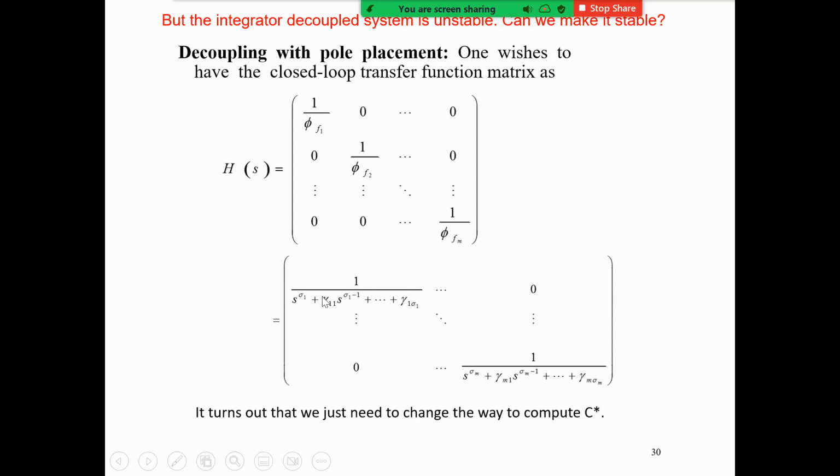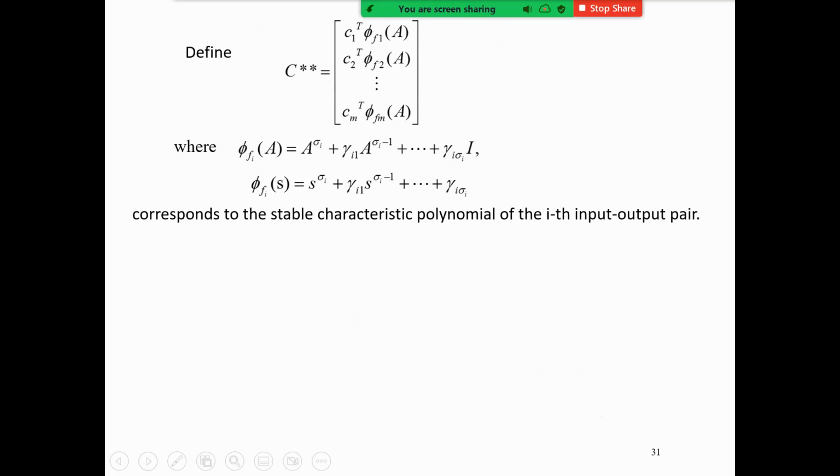Okay, so you have to first design the poles for the subsystem. Design the poles for the subsystem. And once you know those polynomials, then it's very easy to compute. Then you say, we still have the same B star. We just need to compute another C star.